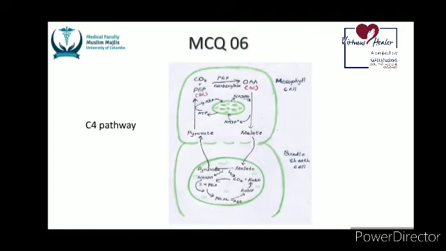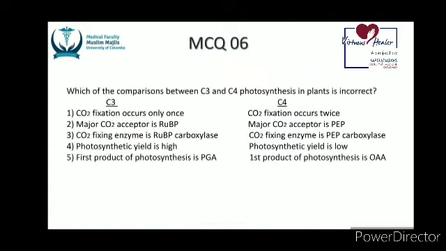And the reason why this pathway is called C4 pathway is because the first stable product that is produced in this pathway is a 4-carbon compound called oxaloacetic acid. Now let us go through the statements given. The first statement says that in C3 pathway, carbon dioxide fixation occurs only once. This is true. In C4 pathway, carbon dioxide fixation occurs twice.